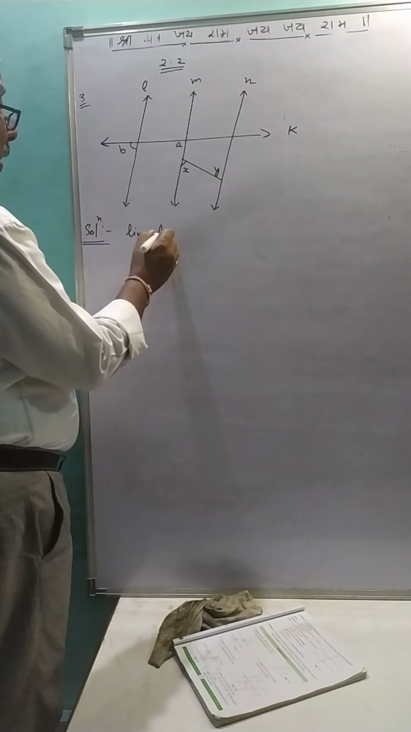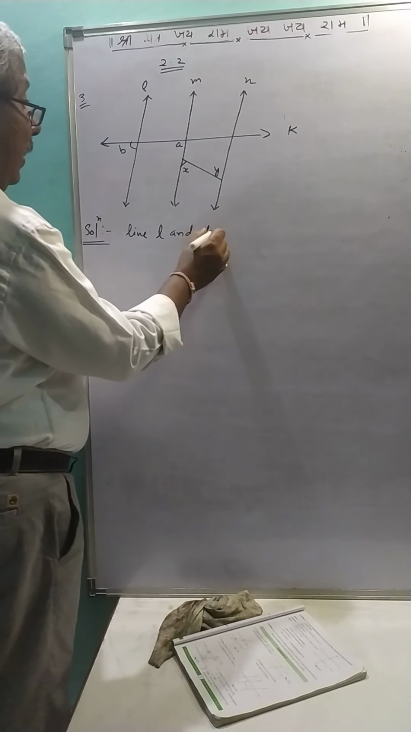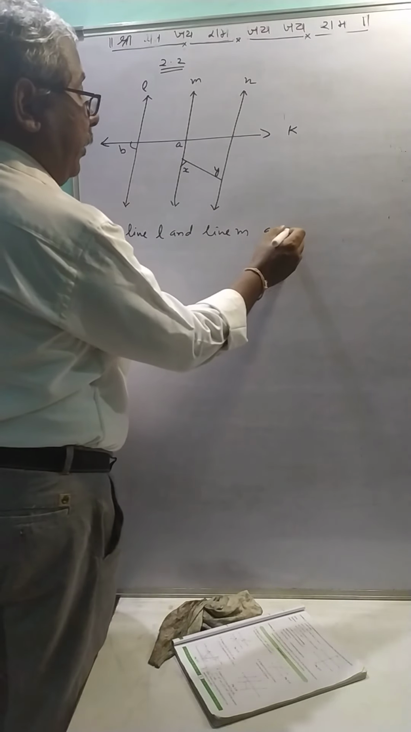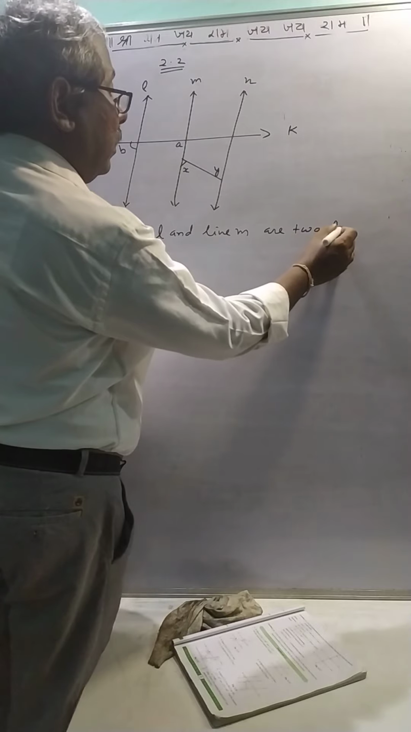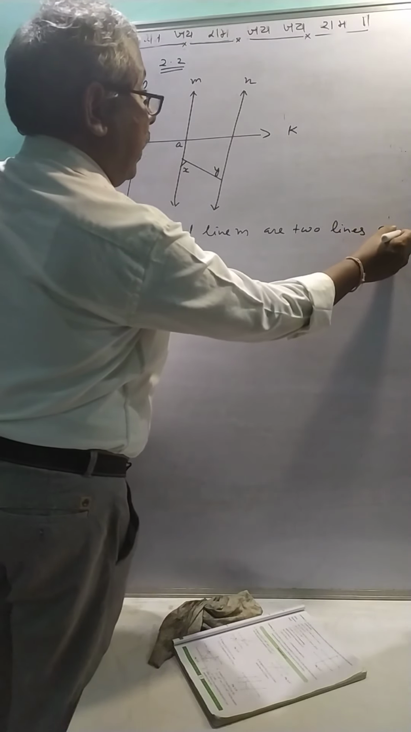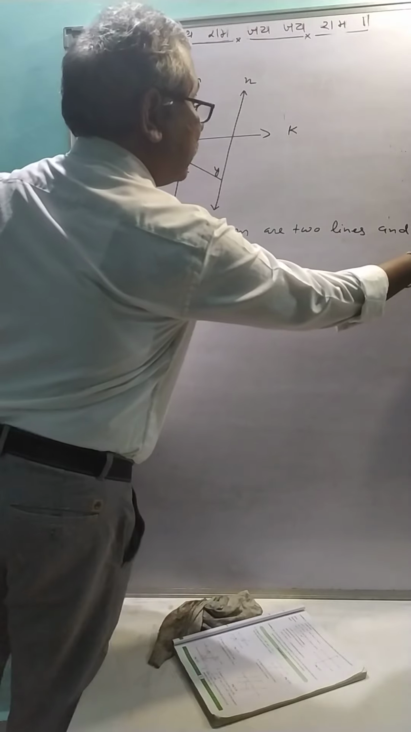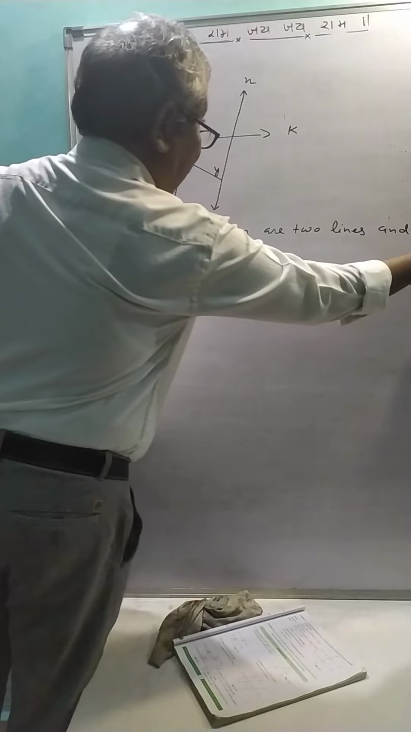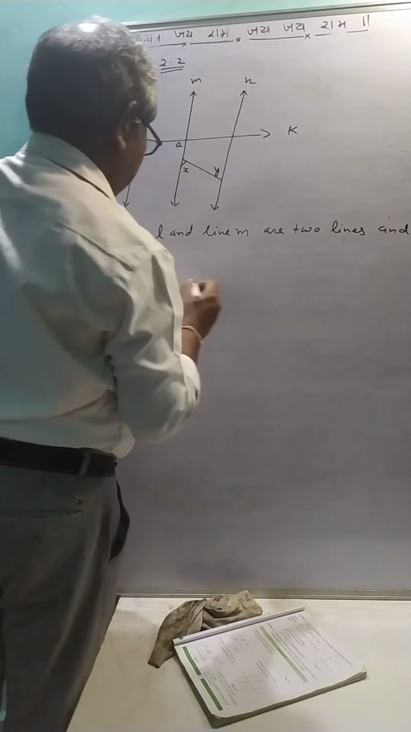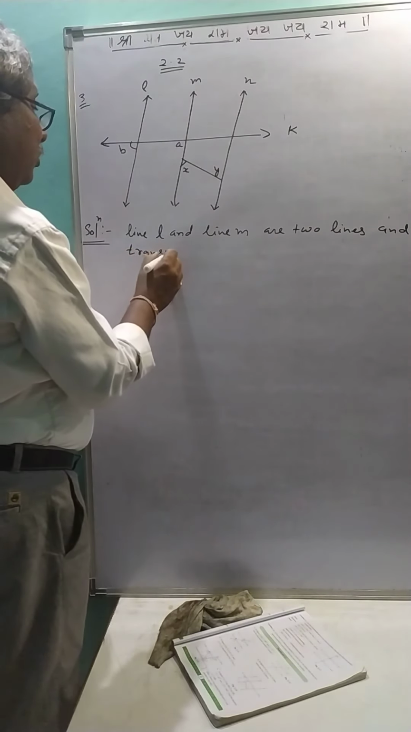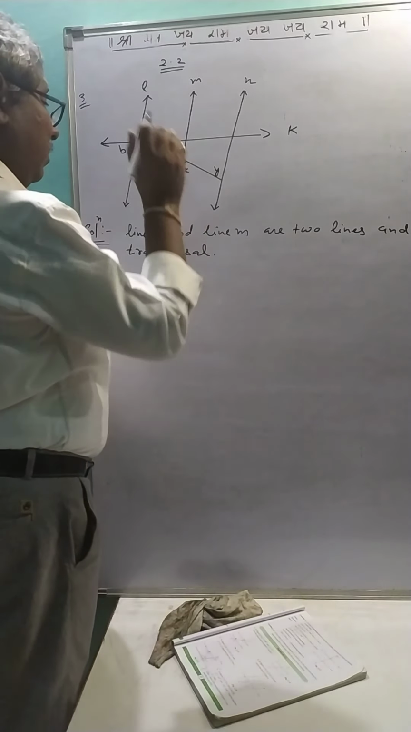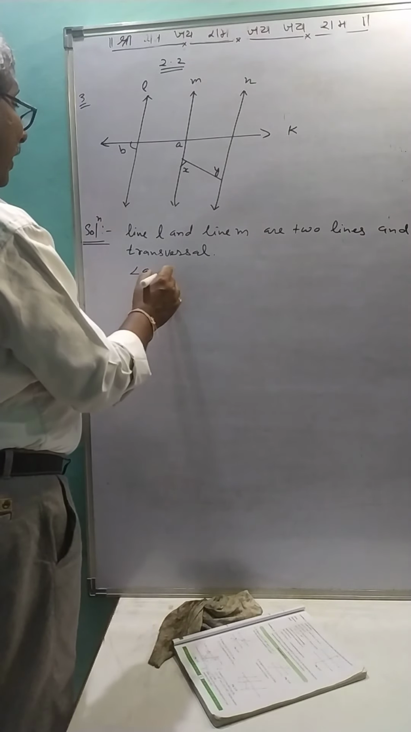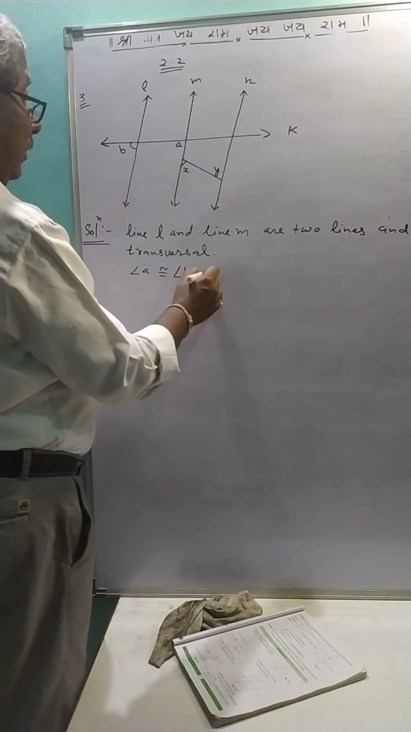Line L and line M are two lines, and K is its transversal. Now angle A is congruent to angle B. This is the given.